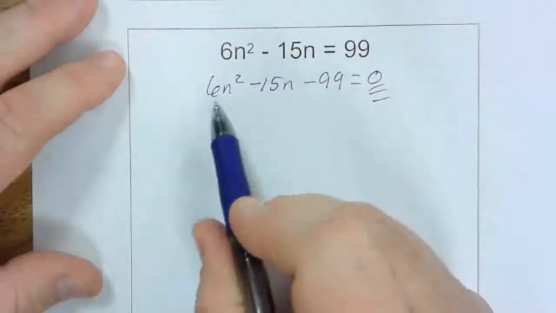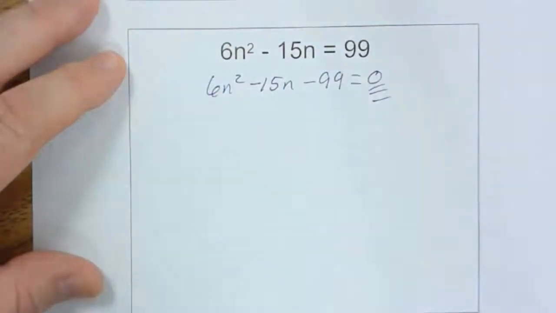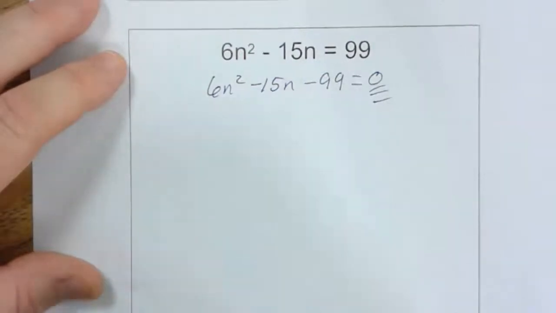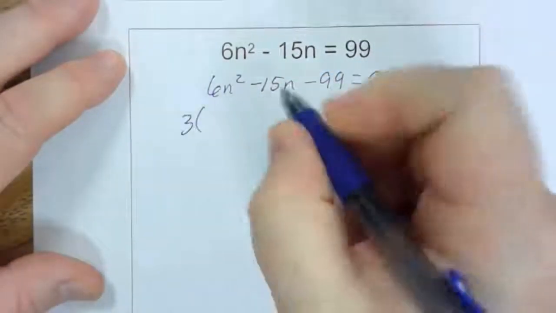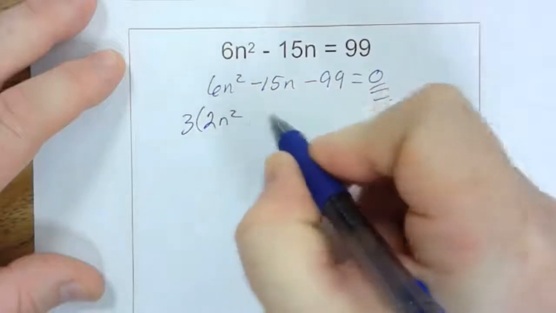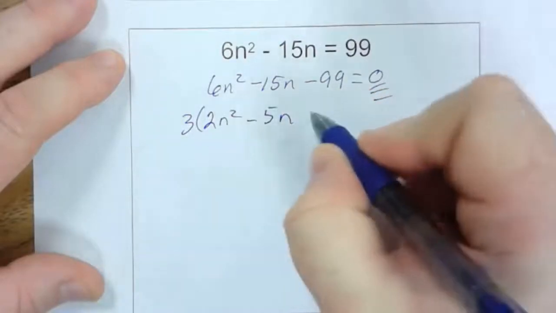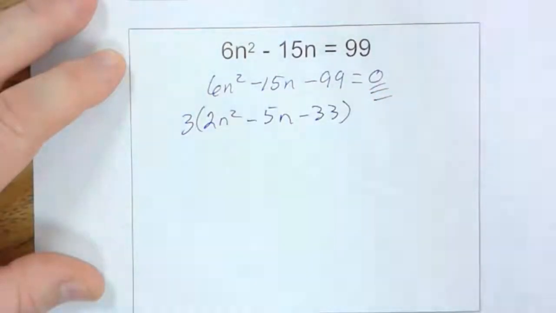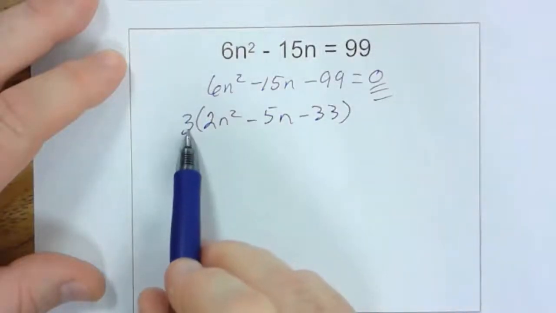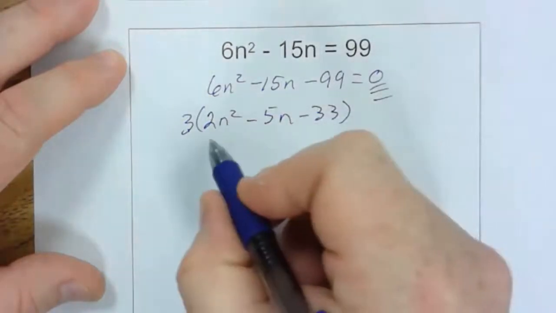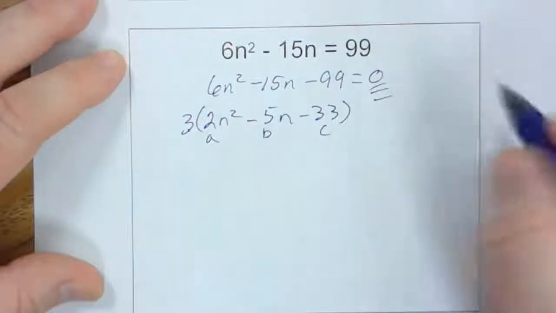I want to see if I can pre-simplify. 6, 15, and 99 appear to have a 3 in common, so if I'm going to factor out a 3, this will become a 2n squared minus 5n minus 33. Okay, so this 3, I'm going to bring it down at the very end. So I'm going to identify my a, my b, and my c values.